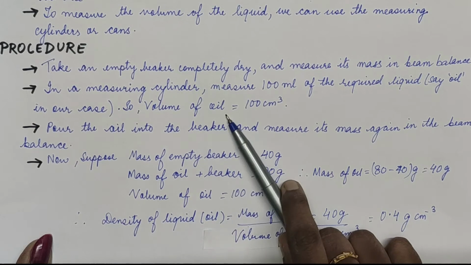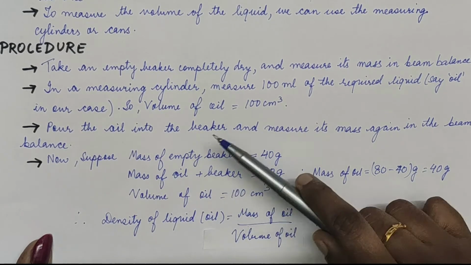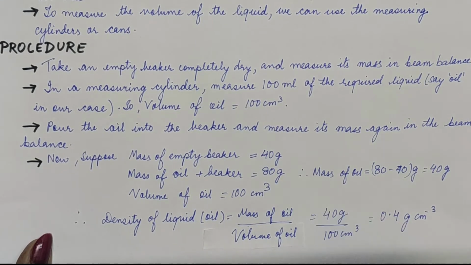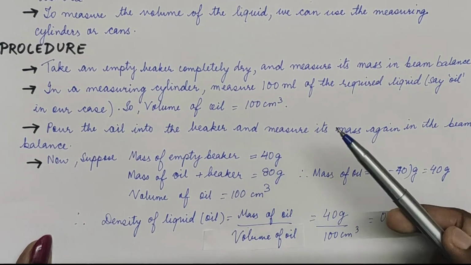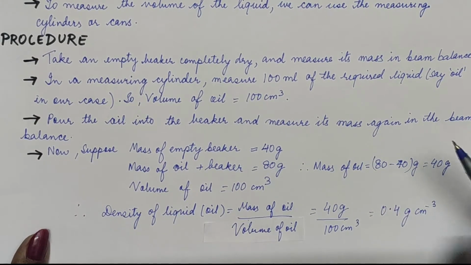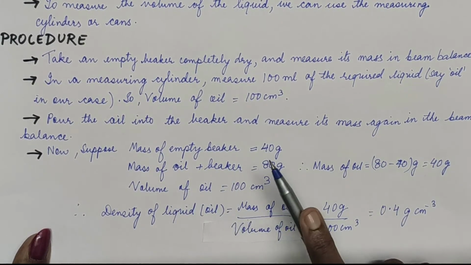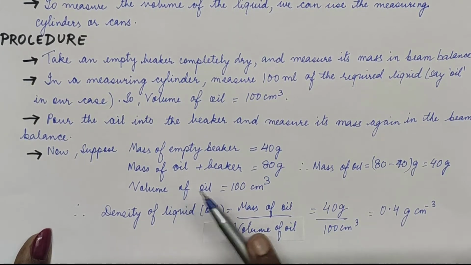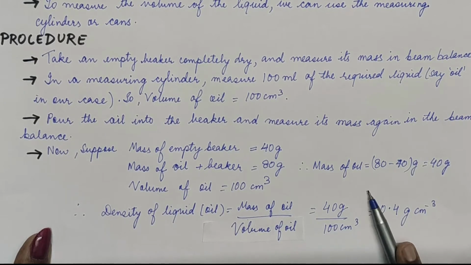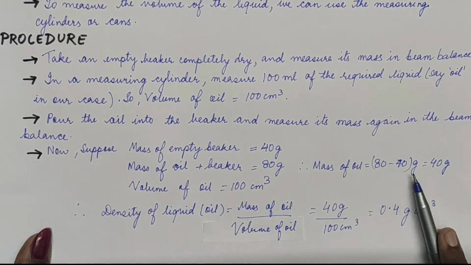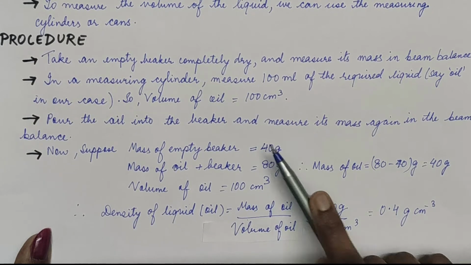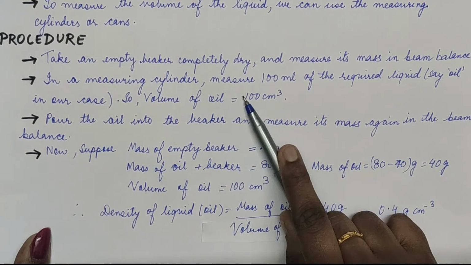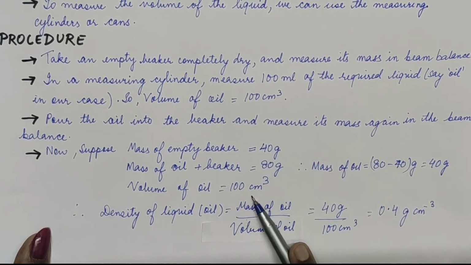Here the liquid is oil. Then we will pour the oil in this beaker and again measure it on the beam balance. So we will get a new weight, or a new mass, as we can say. And then how do we calculate? Suppose the mass of the empty beaker was 40 gram, and after putting the oil in the beaker it became 80 gram. So what will be the mass of the liquid? It will be 80 minus 40, because 40 is only of the beaker, so 40 gram. And the volume, as I had already told, I had measured, so it is 100 cubic centimeter.